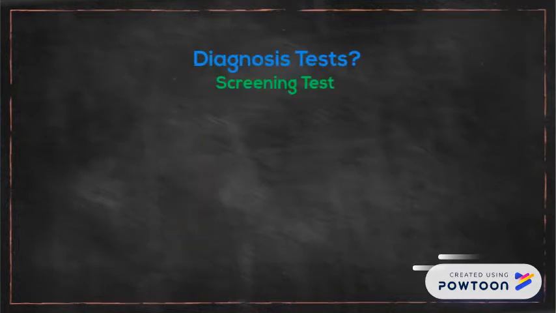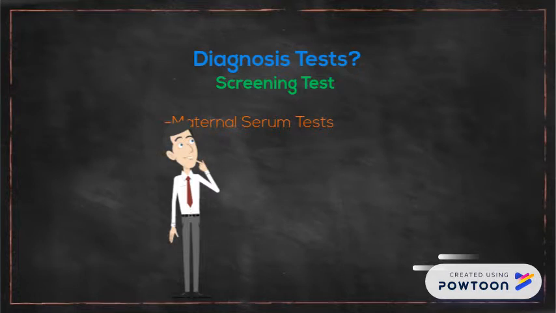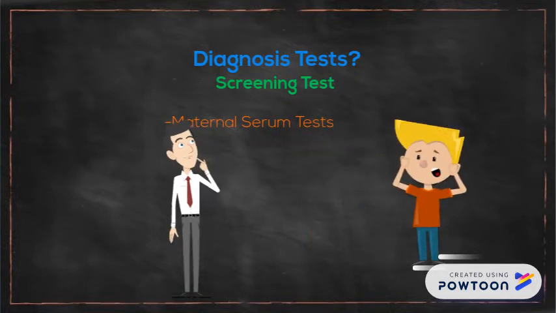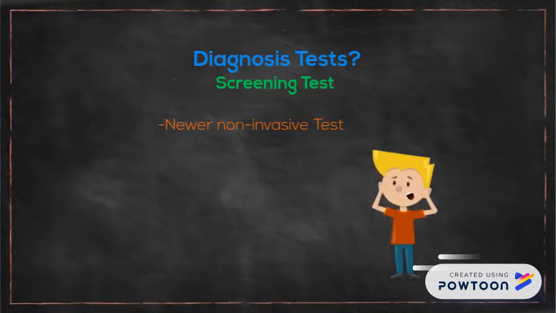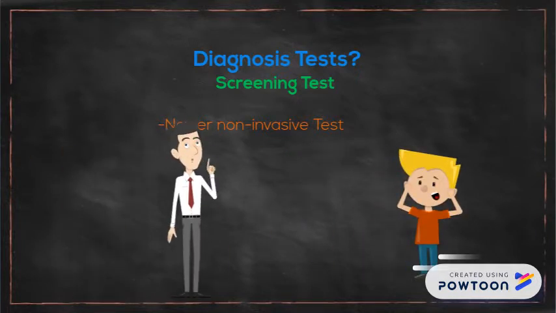Screening tests include maternal serum tests, such as the triple screen or quad screen, which measure quantities of various substances in the blood. These tests are usually done between 15 and 20 weeks gestation. Newer non-invasive tests have been developed which look for genetic material from the baby in the mother's blood.